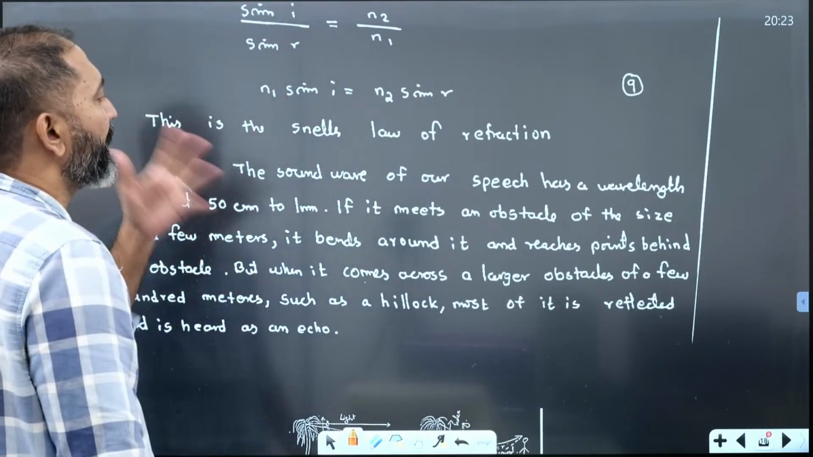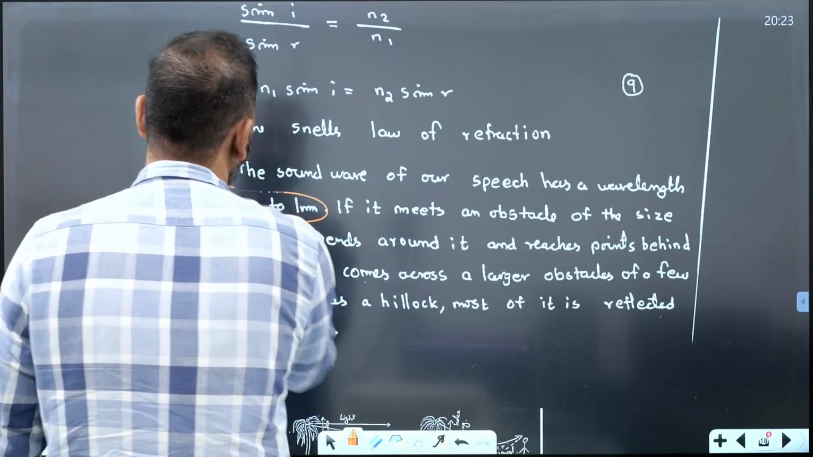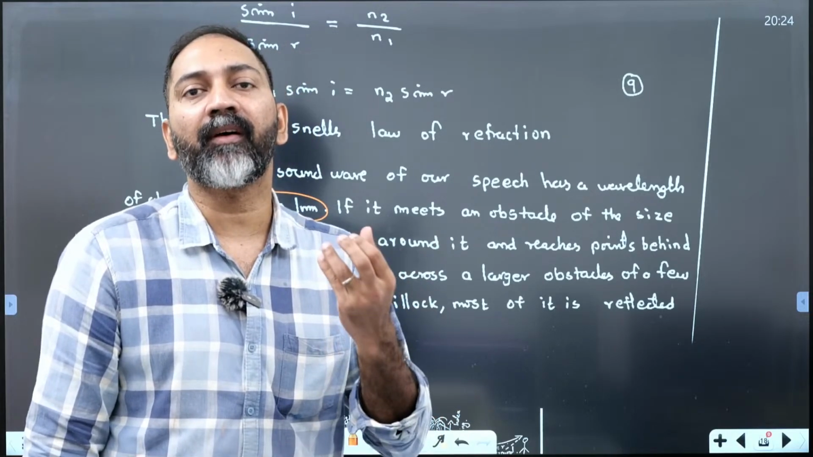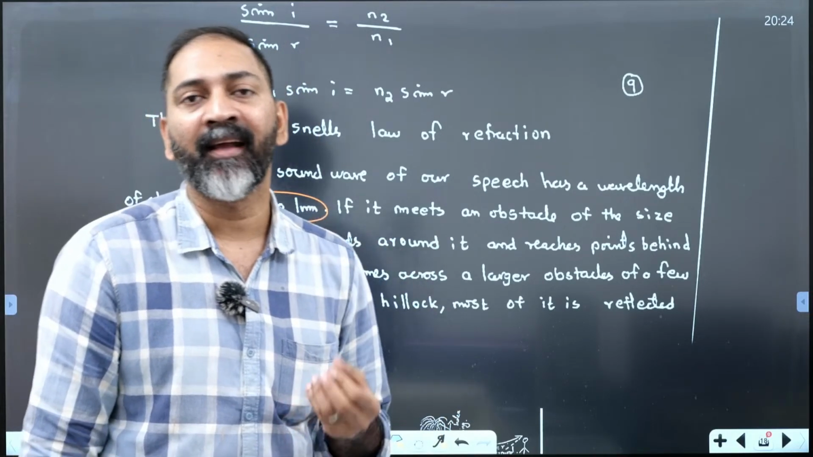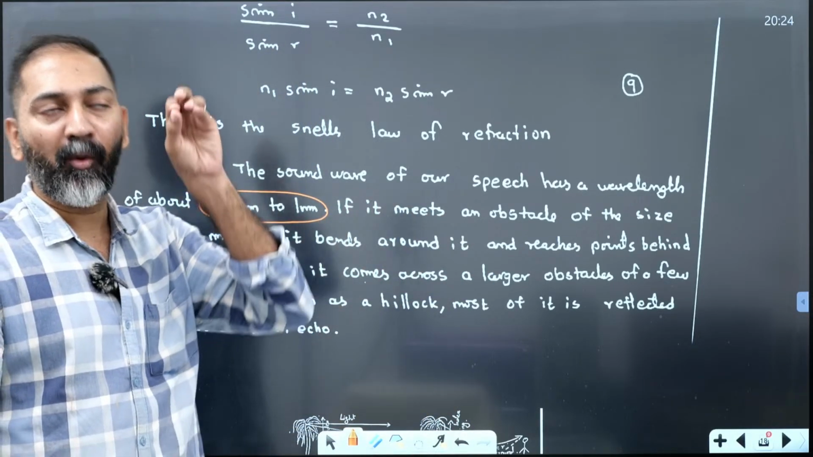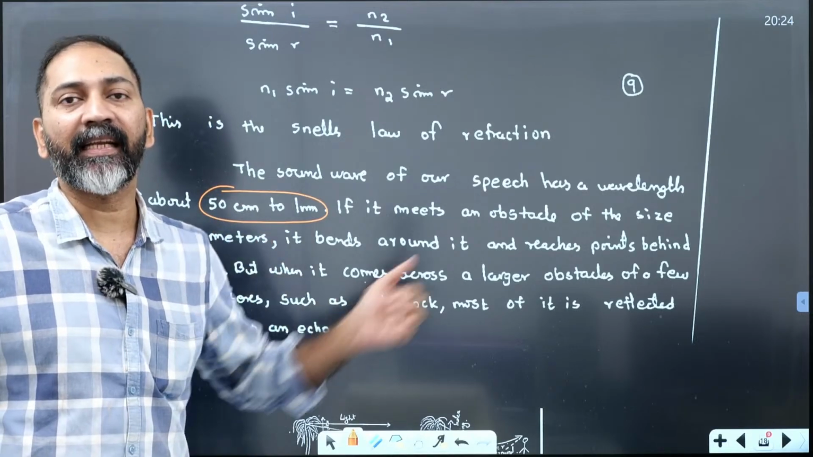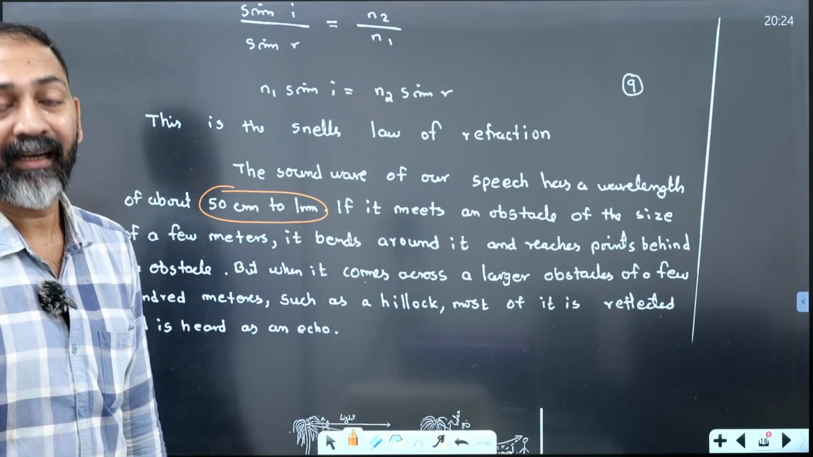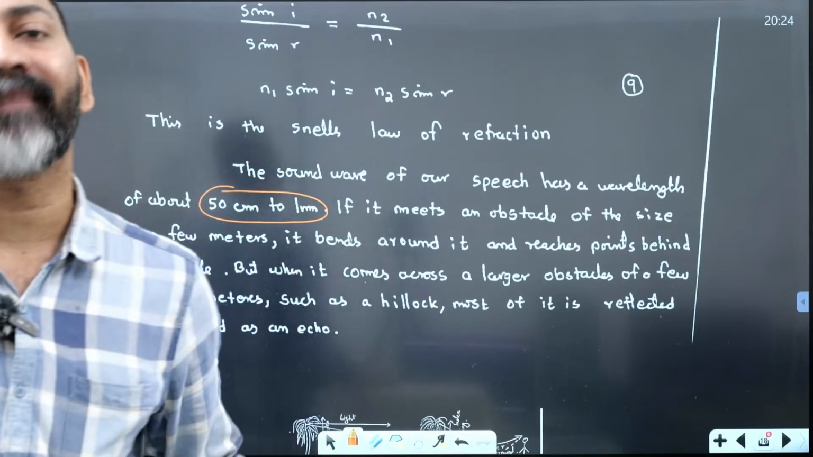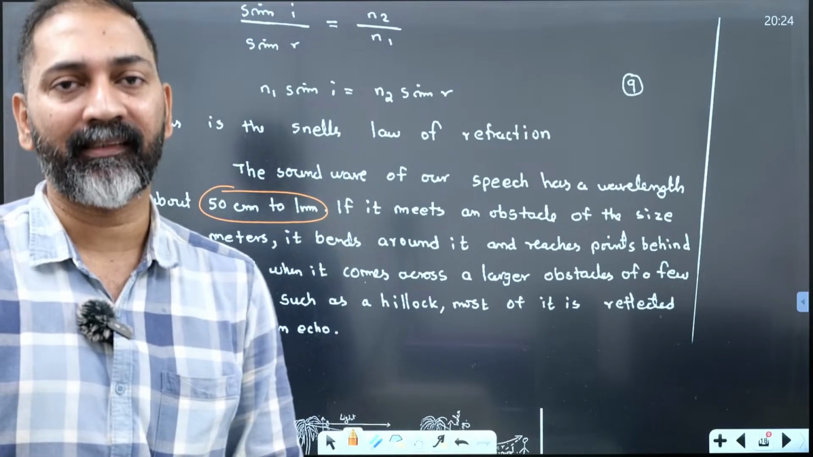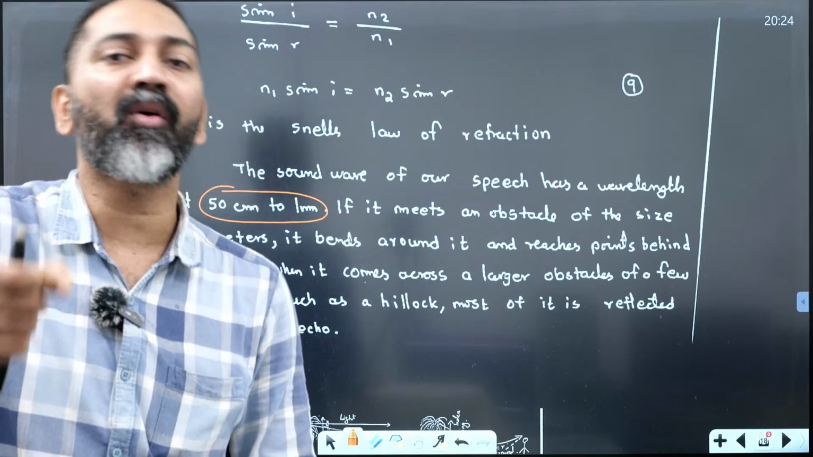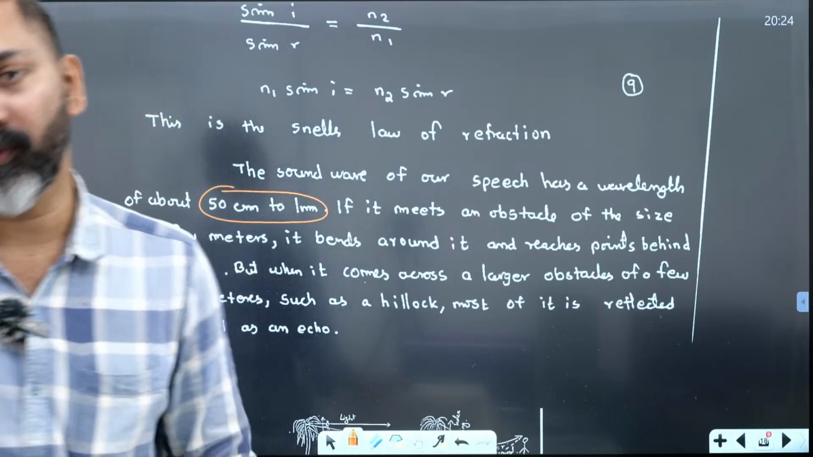The sound waves of our speech have a wavelength of about 50 centimeter to 1 meter. So we make different sounds. If it meets an obstacle of that much size, it can bend around. But what is the problem with light? Light has high frequency and very small wavelength, in the nanometer range. So only if light meets an obstacle of that small a size can it bend around.